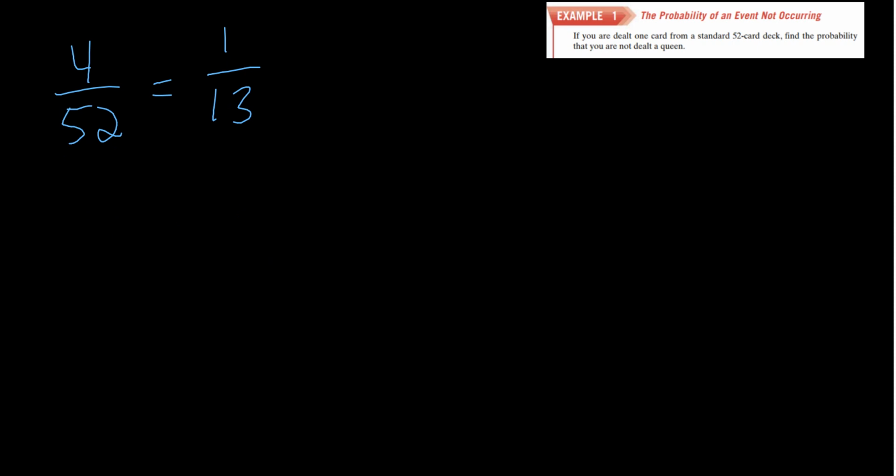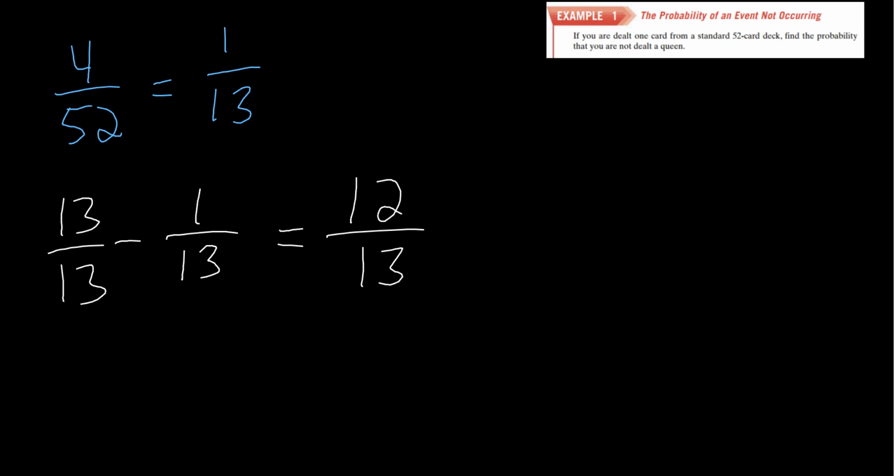Well, what is my probability that I'm not dealt a queen? Then what I'll do is I'll say it's going to be 1 minus 1 over 13, 1 minus the probability that I am dealt a queen. This is pretty simple to do, but if we want to think of 1 as having a denominator of 13, we can say 13 over 13, right? That's the same thing as 1. And then 13 minus 1 is 12. So there is a 12/13 chance that I am not dealt a queen.